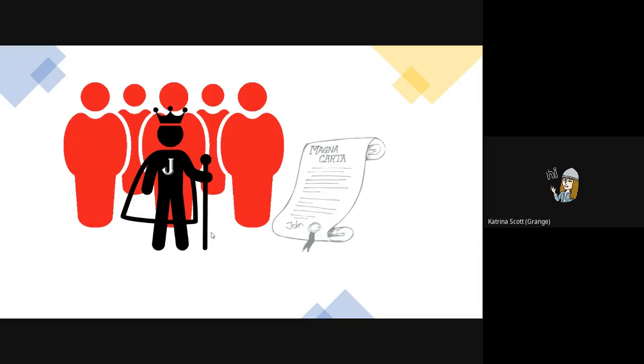And it said that the barons could only be taxed from John if they decided to agree to it, and that the barons could not be arrested without a fair trial. So this way, John could not go around arresting whoever he wanted. Now, John is not happy about this because he's the king, and he believes that God has put him in this position to do whatever he wants.